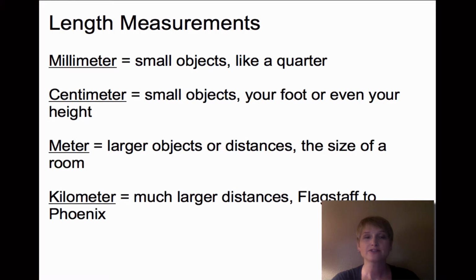So our length measurements are millimeter. Those would be really small objects like a quarter. A centimeter would be fairly small objects like your foot or maybe even your height, but that's getting a little bit long. A meter measures larger objects or distances. Like if we wanted to measure the size of the room that you're in, we would use a meter. A kilometer is for much larger distances. So if we were going to measure from Flagstaff to Phoenix, we would measure that in kilometers.